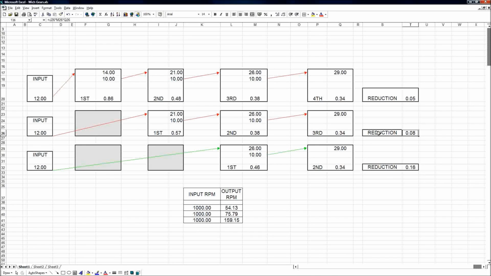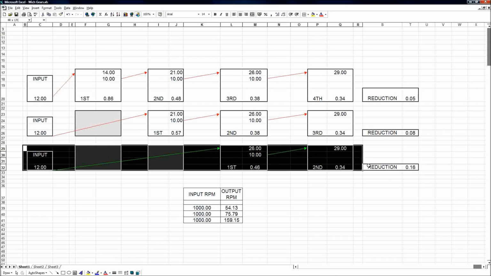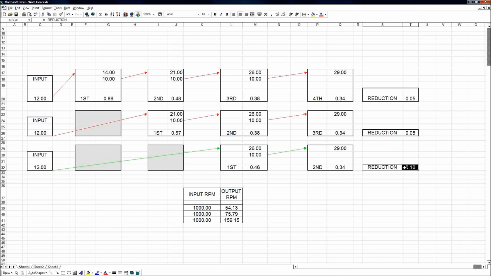So if I remove the next two gears and I go straight from 12 to 26 and then 10 to 29, you can see we've got a reduction here of 0.16. Now that is three times greater than the original reduction. So I'm going to get three times the RPM, but I'm also going to get less torque. Don't think that's going to be a problem, because this thing was very powerful originally. Torque was not an issue with it.